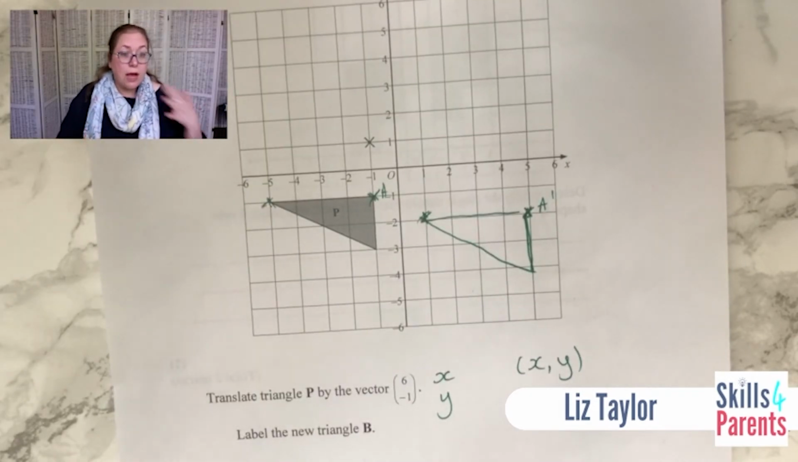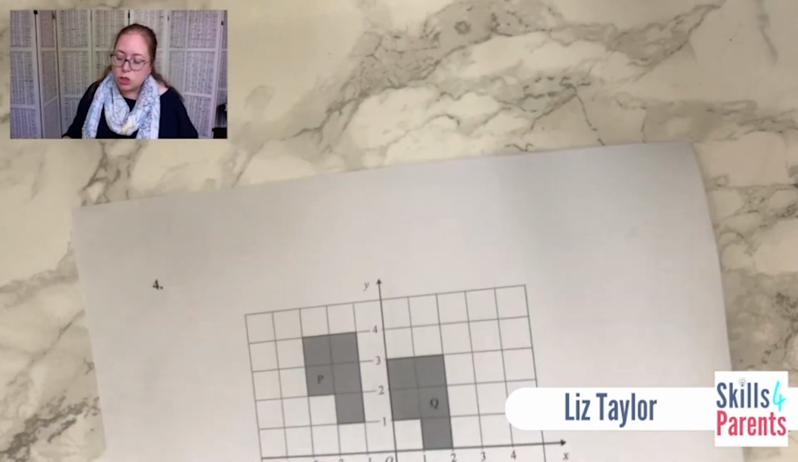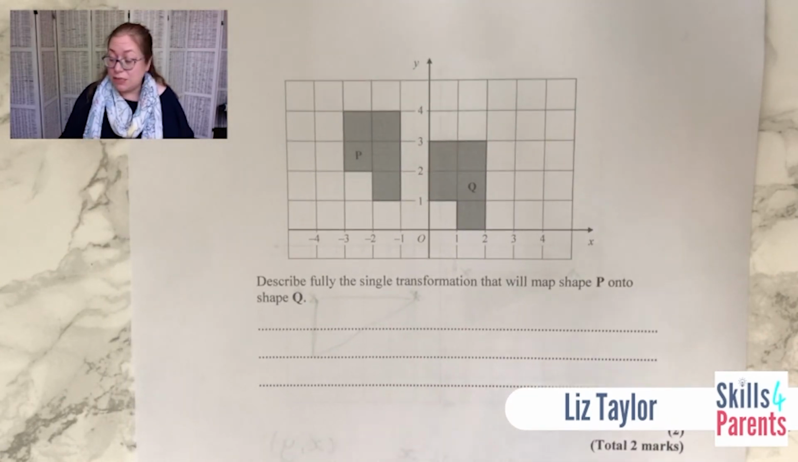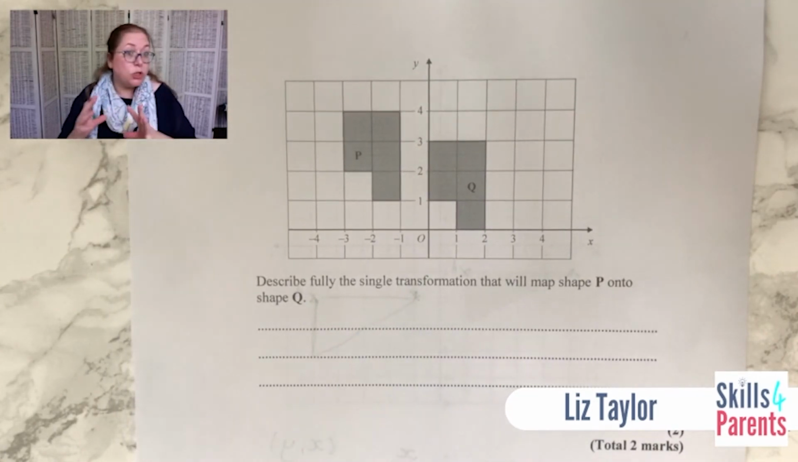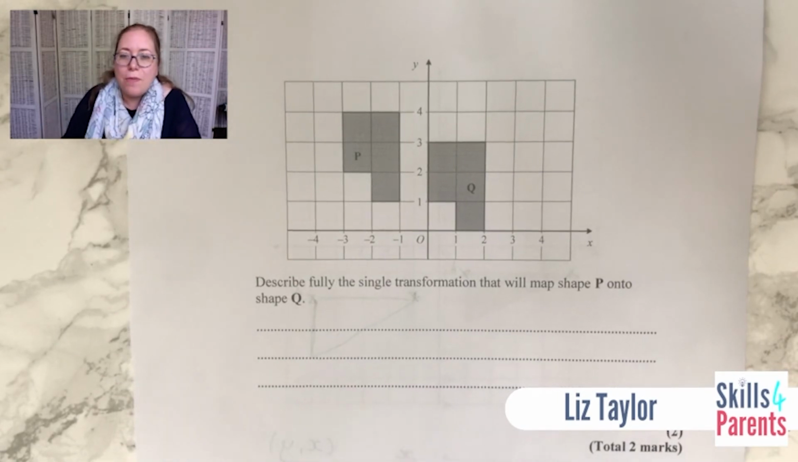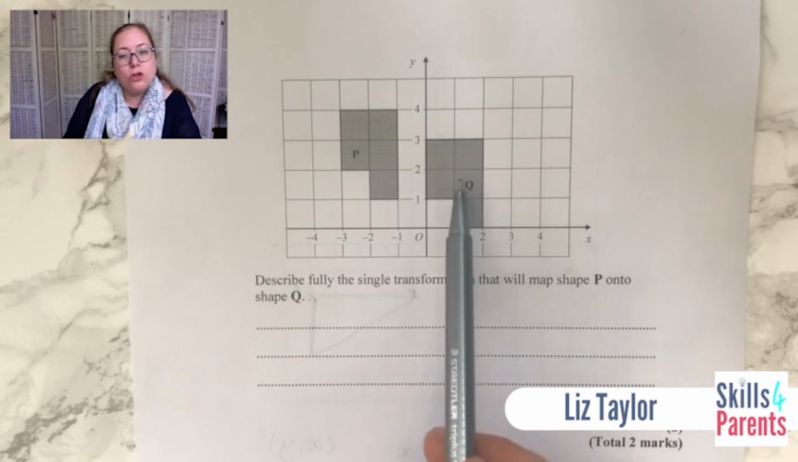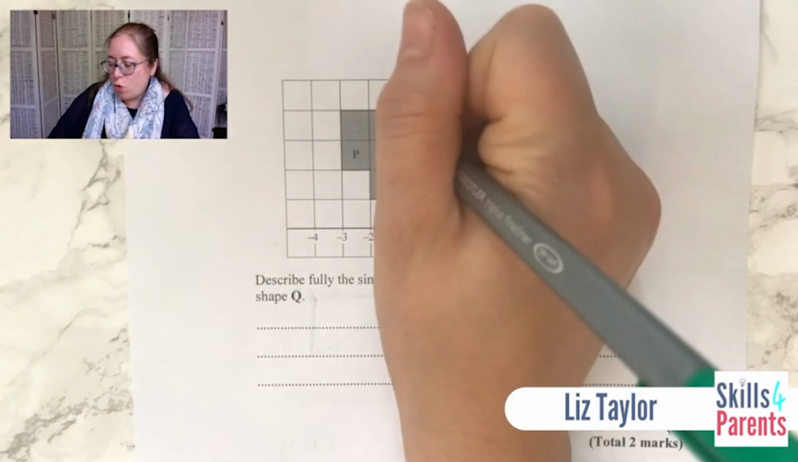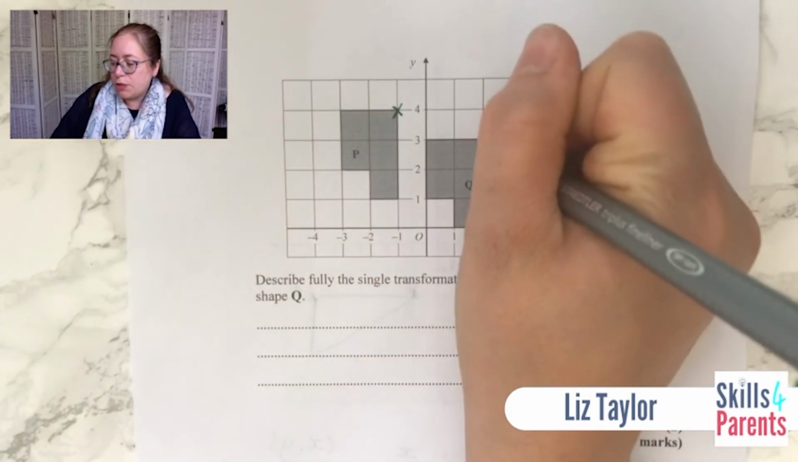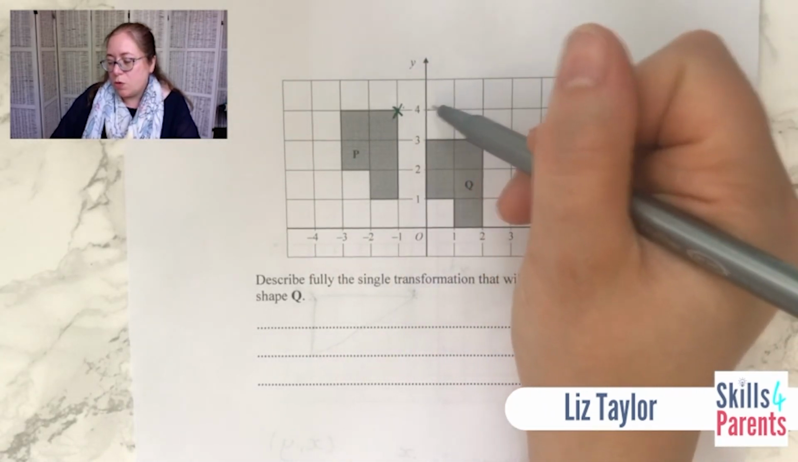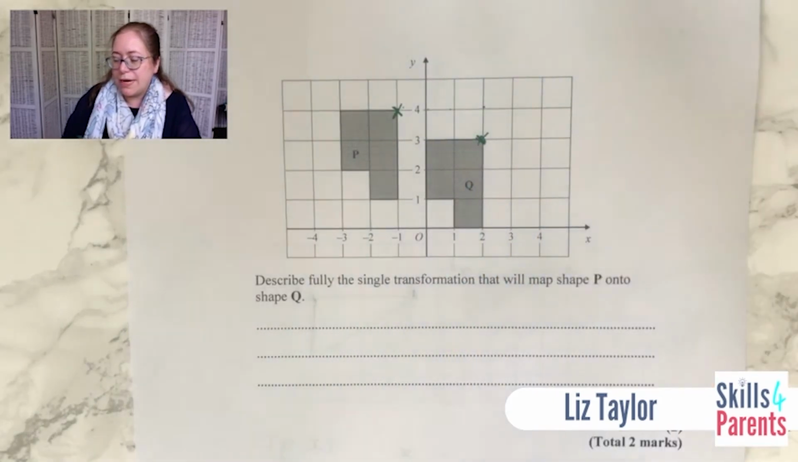Now, sometimes you get asked to work backwards. You get asked to describe fully a transformation. Now, this says a single transformation, so that tells you it's just using one of them. And it says that we'll take shape P, or map shape P, onto shape Q. So we take a corner, and we find its corresponding corner, and we see how we have to move to get from one to the other. So 1, 2, 3 to the right, and 1 down.